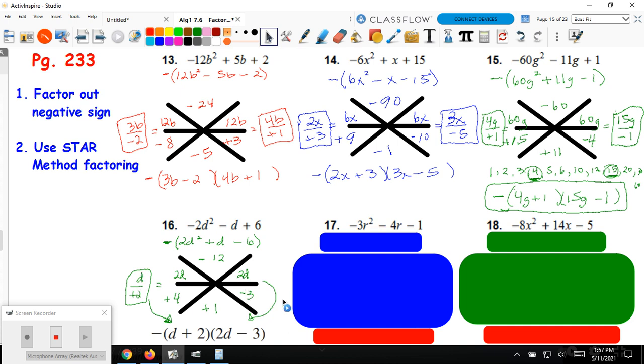Number 17, again factoring out the negative sign, leaves you with that trinomial. Your answer with the negative sign still out in front should have an r plus 1 binomial and a 3r plus 1.